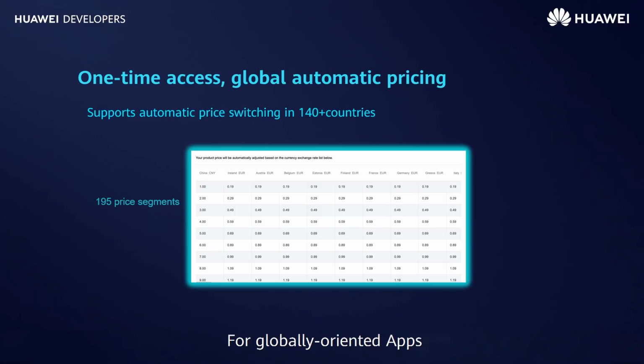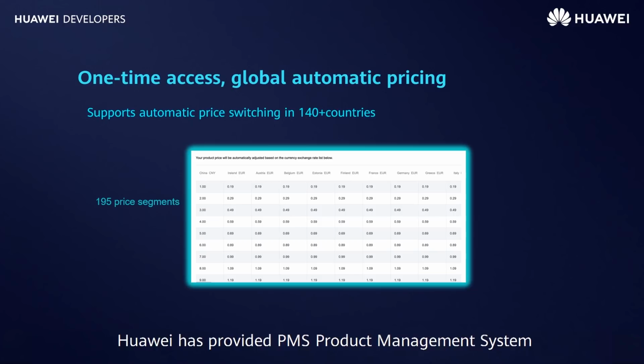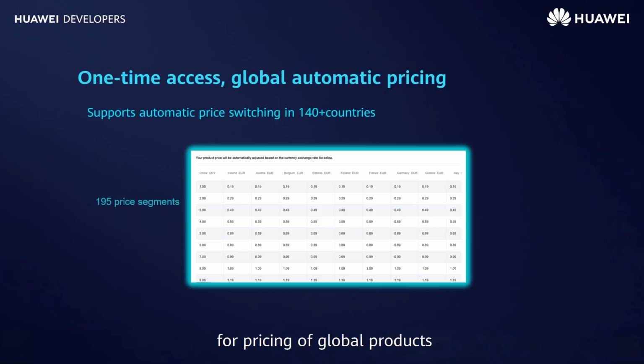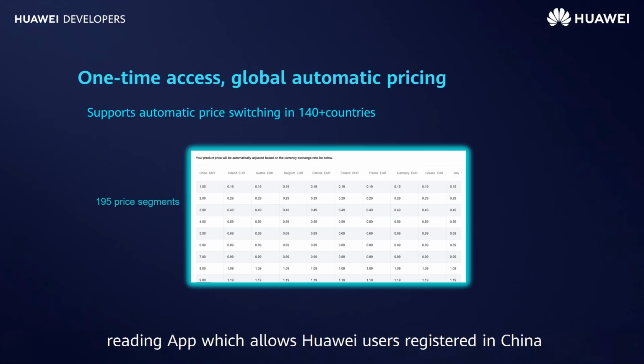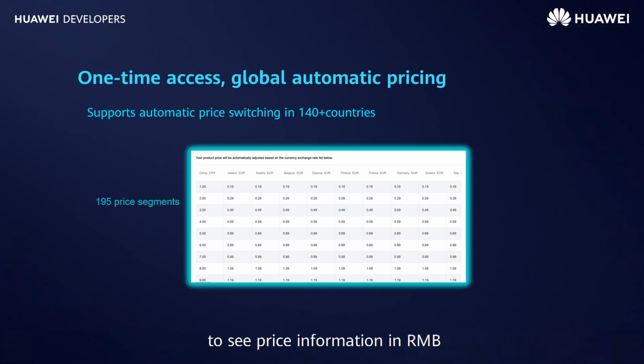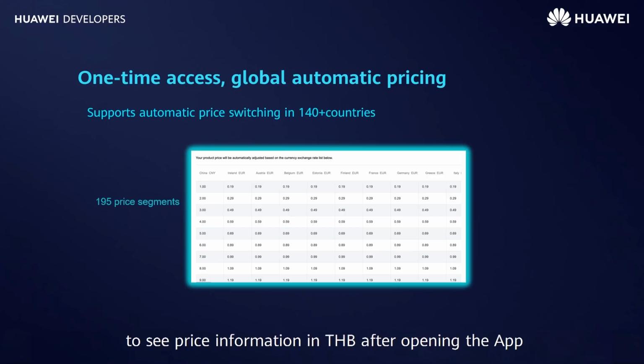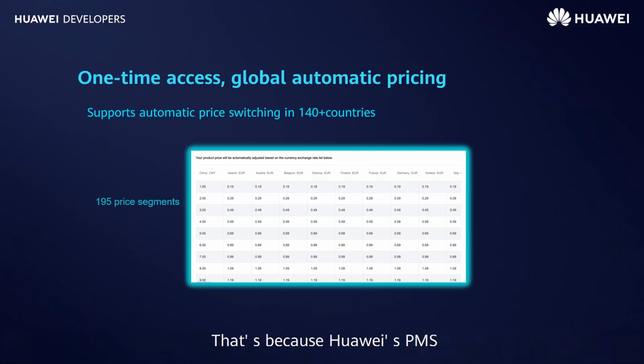For globally oriented apps, Huawei has provided PMS product management system for pricing of global products. For instance, we have released a globally oriented rating app which allows Huawei users registered in China to see price information in RMB and Huawei users registered in Thailand to see price information in THB after opening the app. That's because Huawei's PMS can automatically select the product name, currency type, and price information to be displayed according to the service area of the current account, so as to simplify the app release and maintenance of developers.